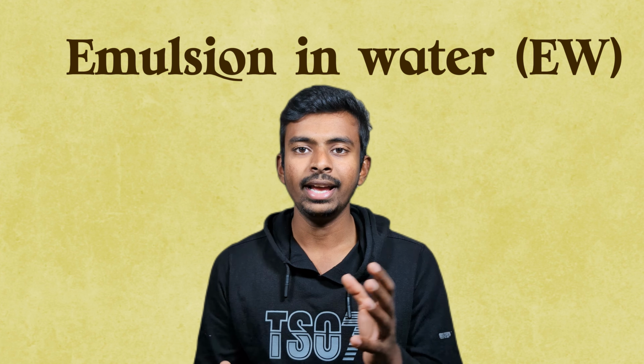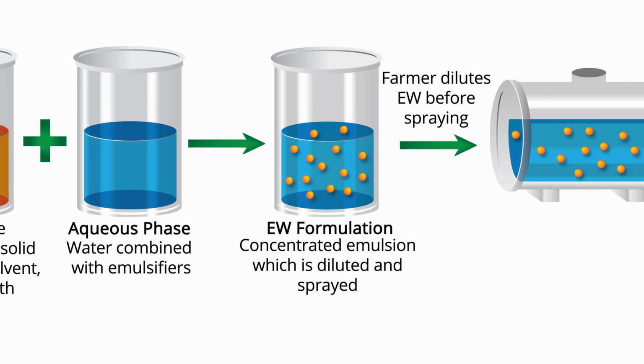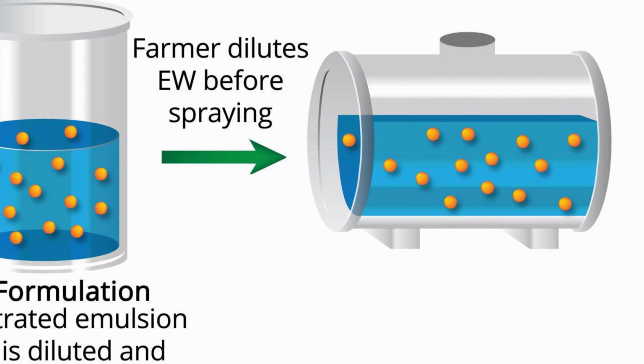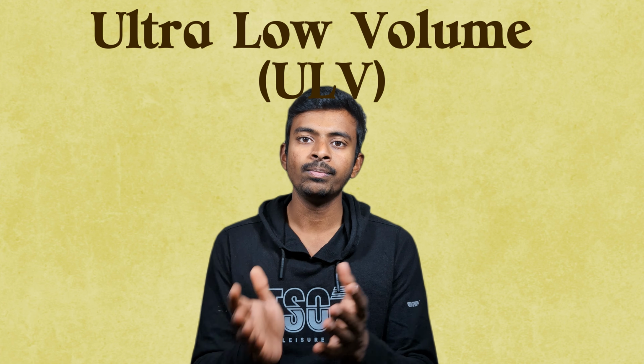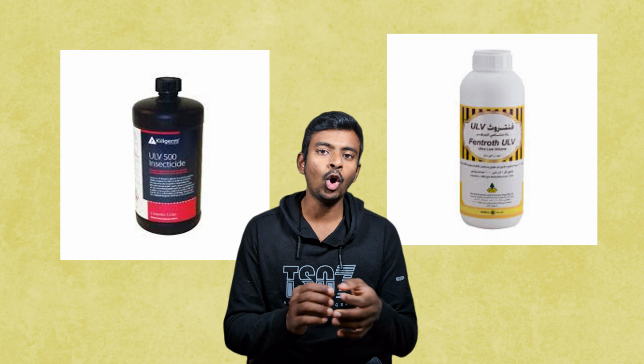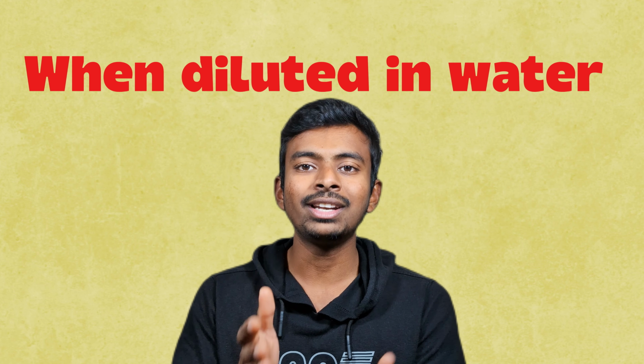The fourth one is emulsion in water, EW, which is oil-based pesticides dispersed in water, forming an emulsion, which looks clear to slightly cloudy. The last one is ultra low volume, ULV, which is highly concentrated liquid. Most of the times used without water or with less amount of water. It looks clear to slightly oily.